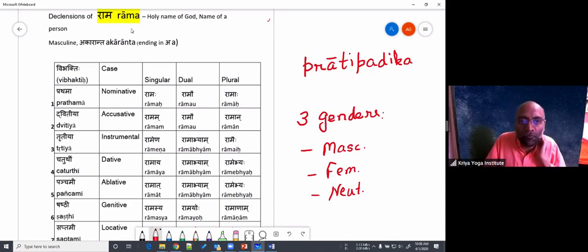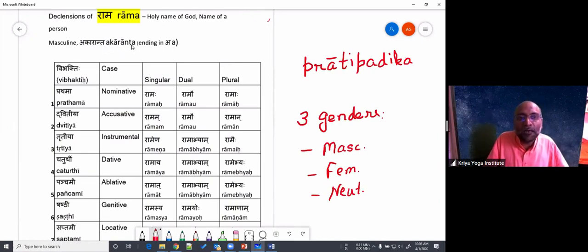From the base word, you have to know whether it is masculine, feminine, or neuter. That will actually change these forms. So this table is dependent upon the base word: what is the gender of the word, as well as what is the ending of the word.